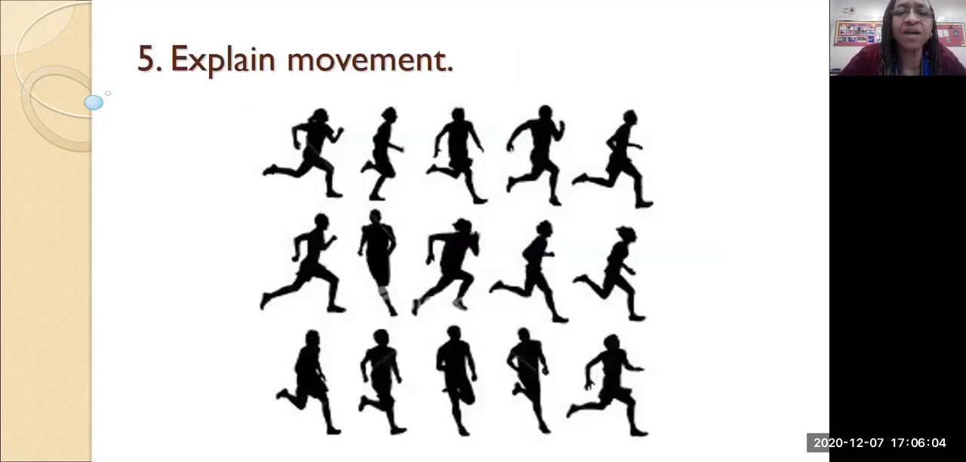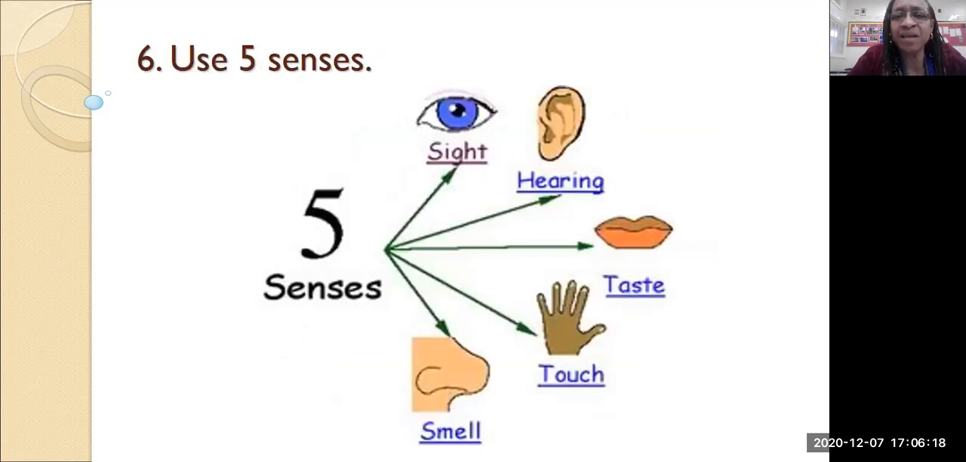Then number 5, when you talk about your characters, they are not staying where they are, they're probably running for their lives. So explain the movement, how they're running. So use adverbs to show movement. Then again, use your senses. Think about what you can see, or what the characters would see, what they would hear, what they could taste, how they would feel, what they would smell, these types of things.